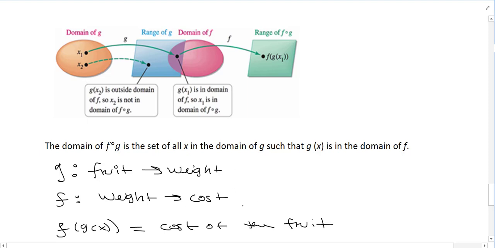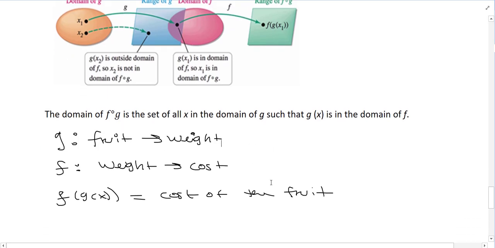So that's kind of how it's working, right? So that's what I mean by the range of g. So what's being mapped here, the blue, the range of g has to coincide with the domain of f in order for f to pick it up. So fruit, g takes the fruit to its weight. So that's like you pick up the watermelon, put it on the scale. Right? That's your g function. And then once you know the weight, there's the label at the grocery store that tells you the cost based on the weight of the fruit.